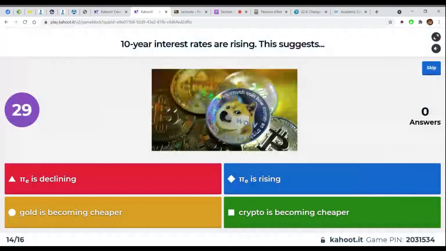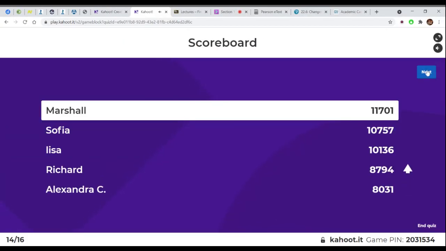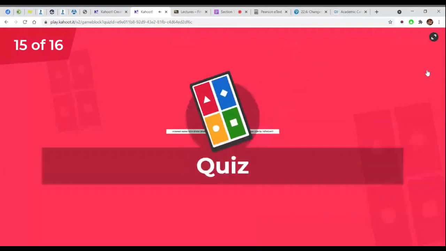14, 10-year interest rates are rising. What does this suggest? The expected inflation is declining. The expected inflation is rising. The gold is becoming cheaper, or the crypto is becoming cheaper. Expected inflation is rising. Oh dear.